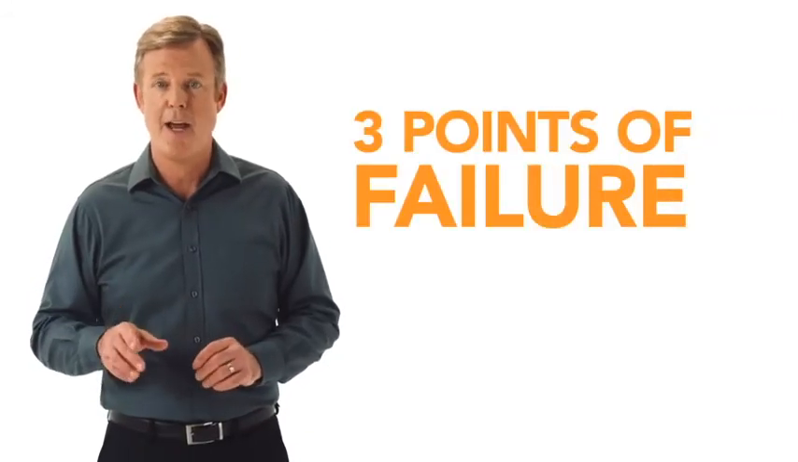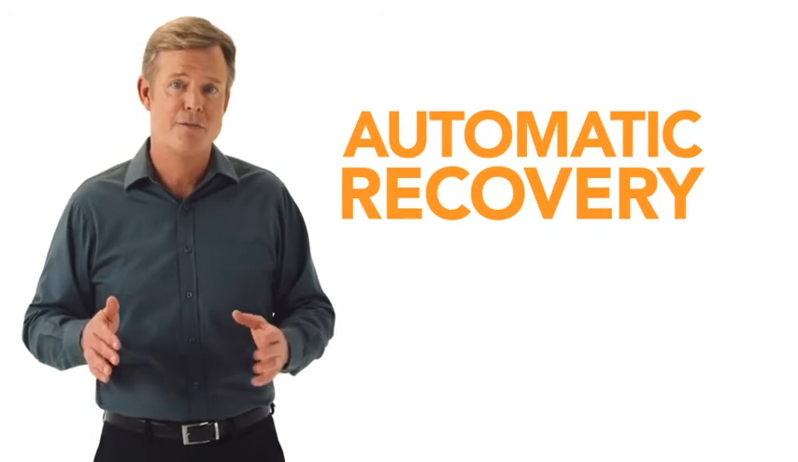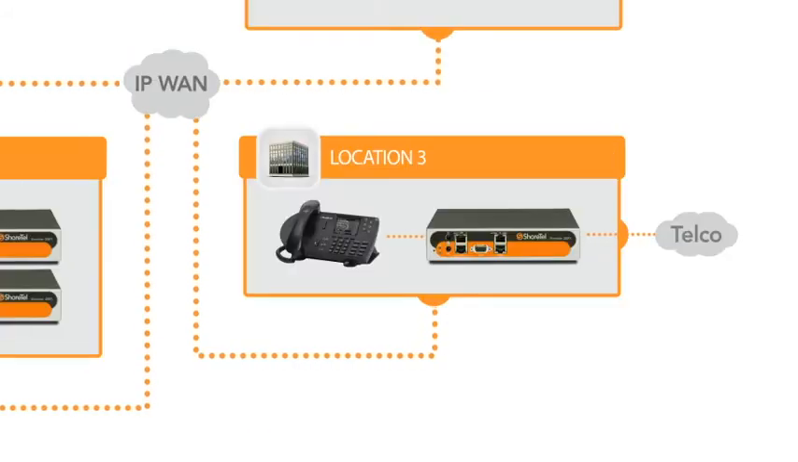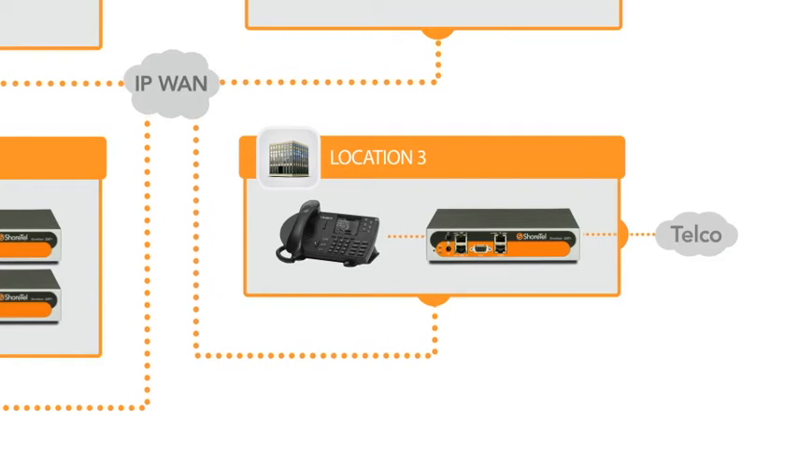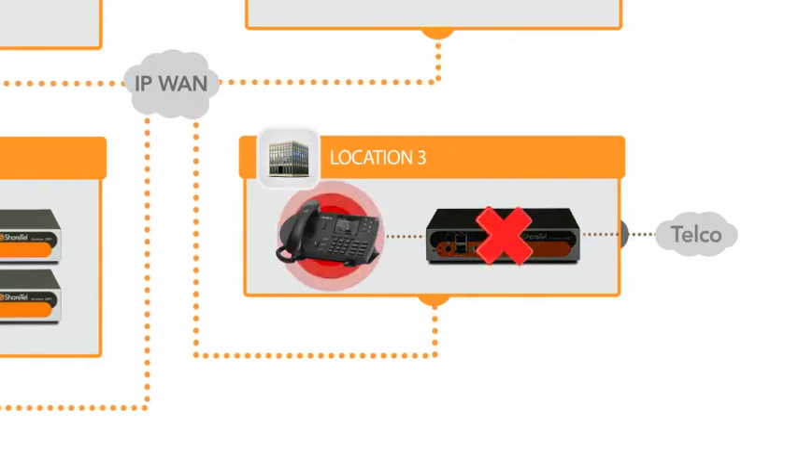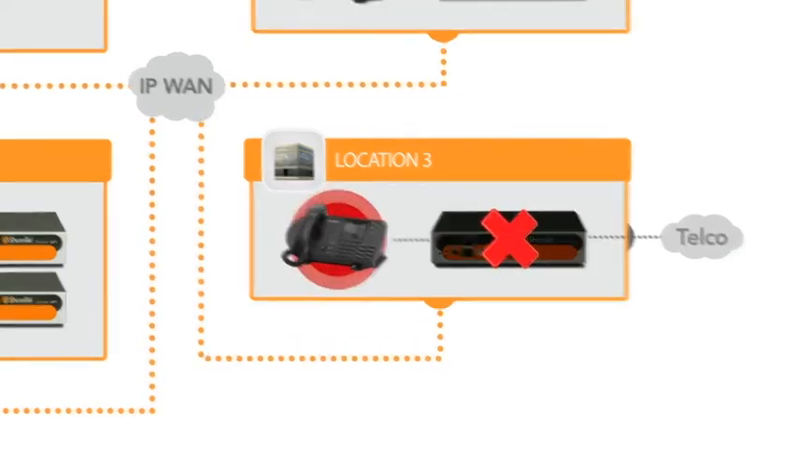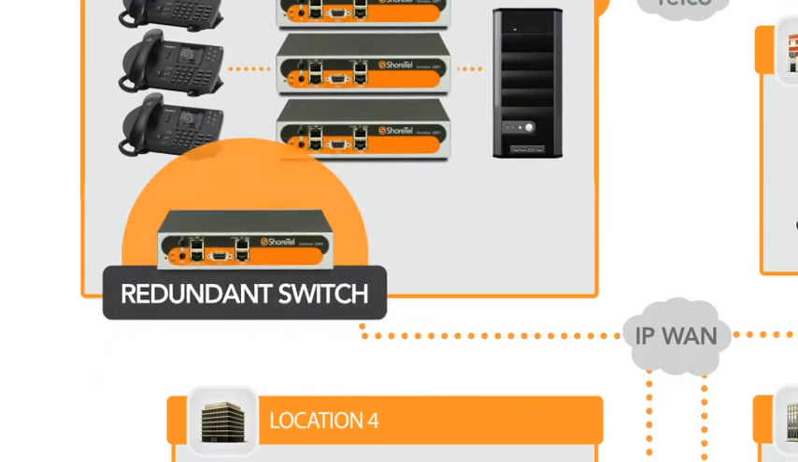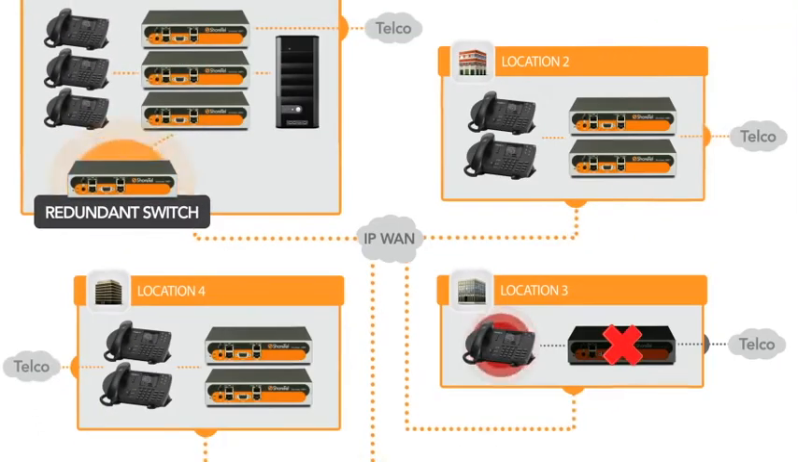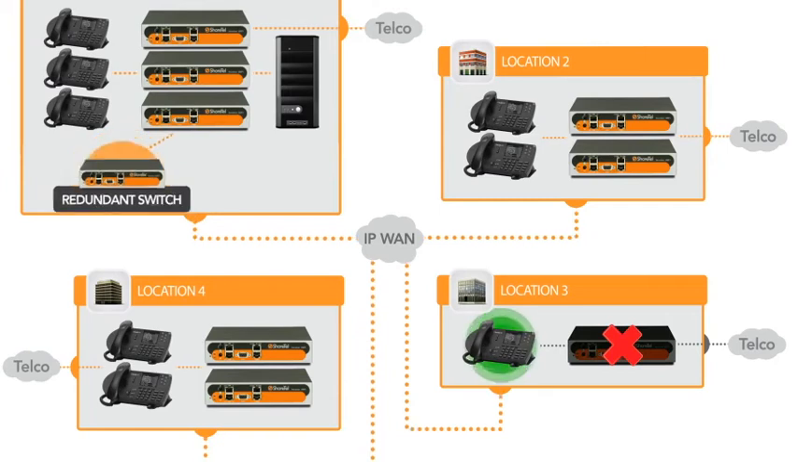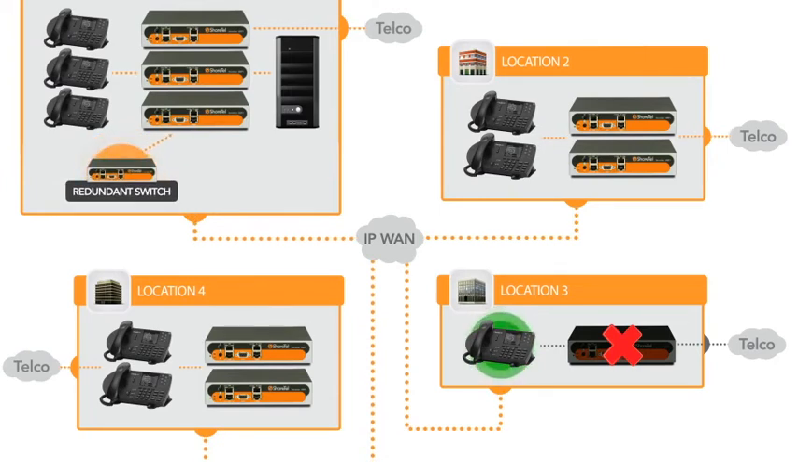Here's how. There are 3 possible points of failure, and we have automatic recovery for each. You'll never miss a call. Now let's say, for whatever reason, one of your ShoreTel voice switches fails somewhere in your network. Our N+1 redundant switch will kick on and provide 100% of the resources you need. That's the power of peer-to-peer communication on our single image system.